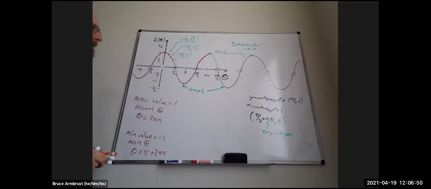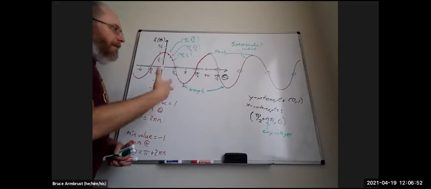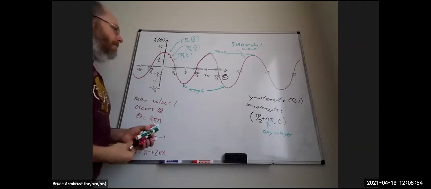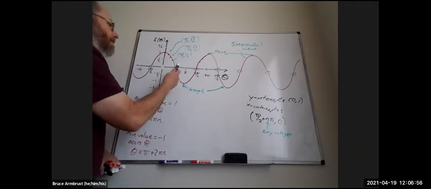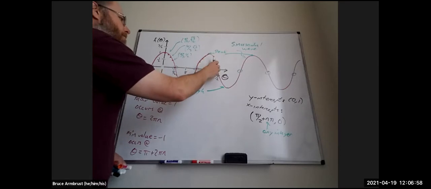All right, now another quantity we give to sine waves is the total vertical spread.